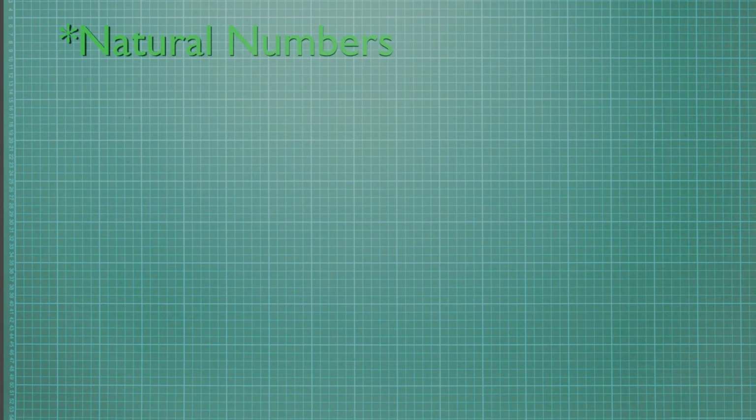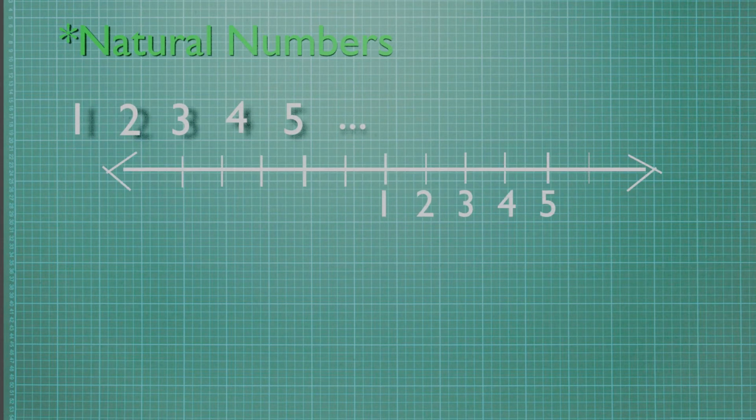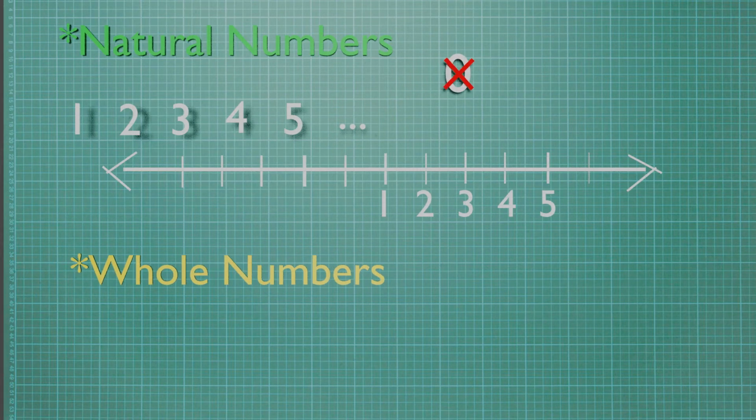Natural numbers include all the numbers from 1 to infinity. On a number line, natural numbers can be represented like this. But natural numbers don't include the number 0. But whole numbers do. Whole numbers are all natural numbers including 0. On a number line, whole numbers can be represented like this.